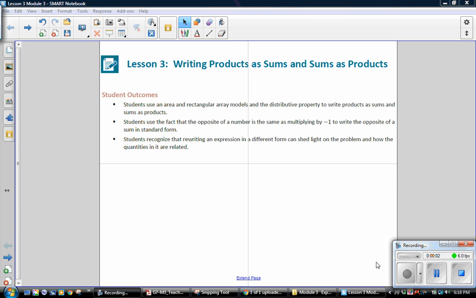This is Mrs. Zappia with Lesson 3 from Module 3, Writing Products as Sums and Sums as Products. Student outcomes from this lesson.